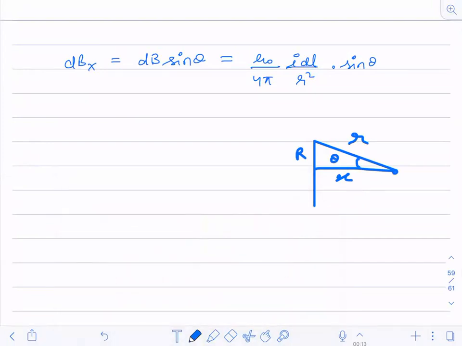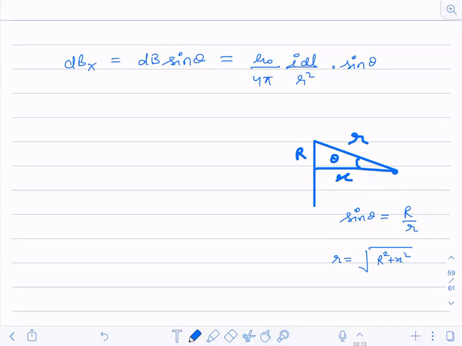What is sine theta from here? Can you explain to me? Sine theta will be perpendicular upon hypotenuse, so it will be capital R by small r. Now, what will be the small r value? Can you write it as under root R square plus x square?